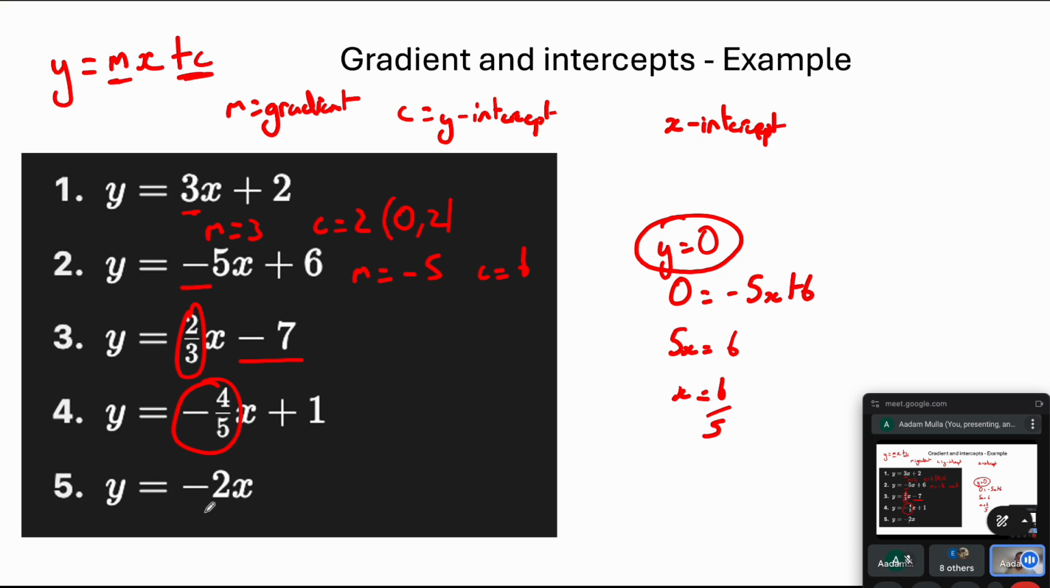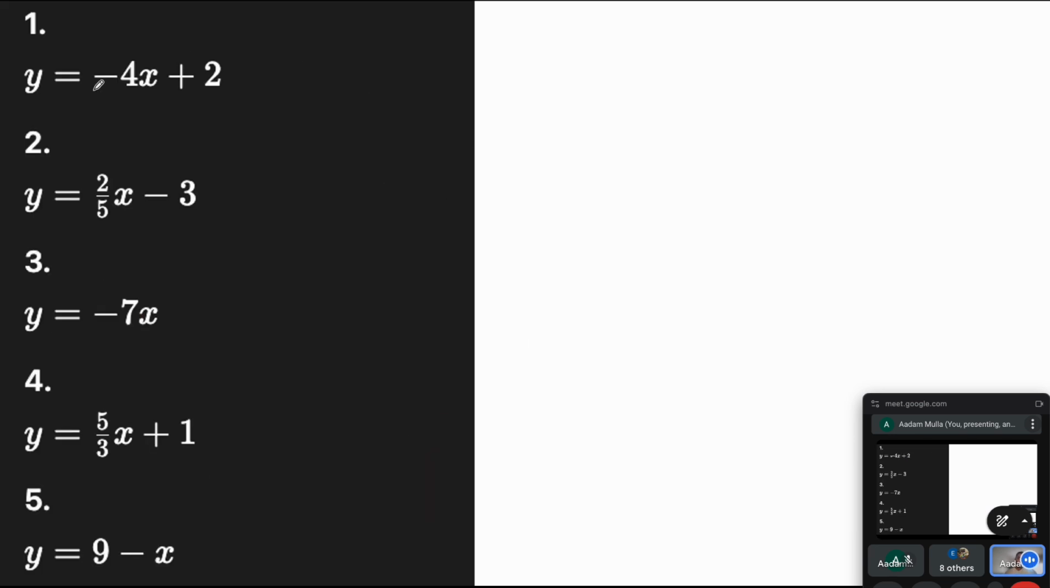This one is a little bit different. M is negative 2, and there's no y-intercept, so I could really write plus 0 or it's crossing at the origin. So this one is just a downward slope, and it's crossing at the origin, so it's going down by 2 every time. I'm going to give you a few questions based on that.